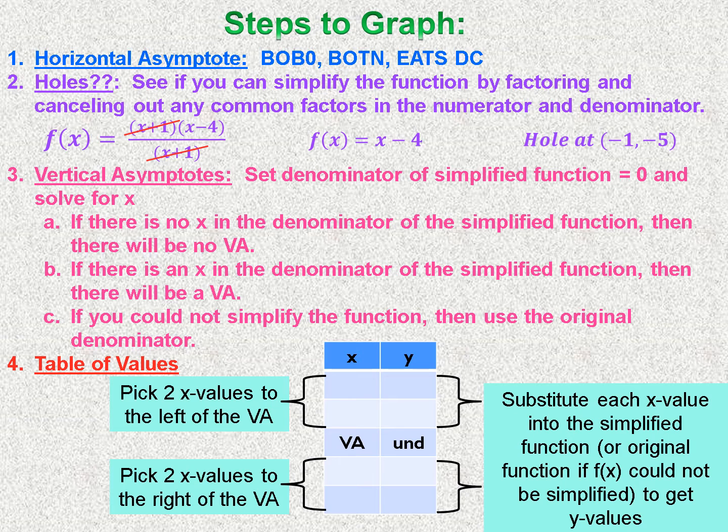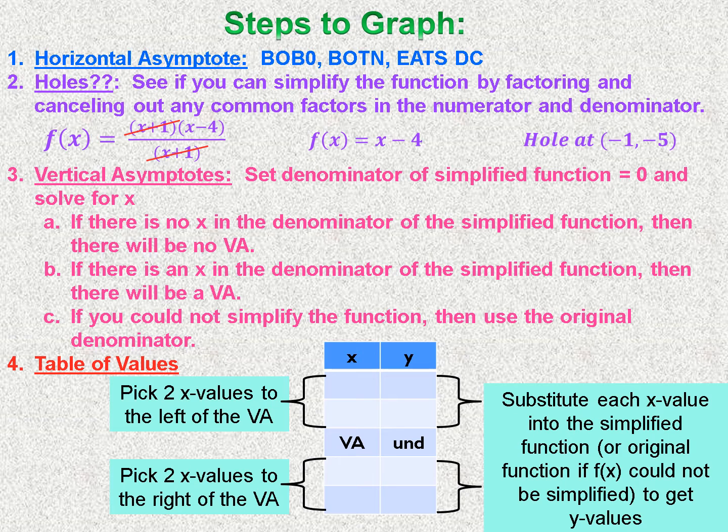So the first thing when you're given an equation or a function, the very first thing you do is look for your horizontal asymptote. Is it BOBO? Is it BOTN? Is it HDC? So we're going to compare the biggest exponent on top to the biggest exponent on bottom. That's the very first thing before you do anything else: you look and see, is there a horizontal asymptote? The second thing you're going to do is see if you can simplify the function by factoring and canceling out any common factors in the numerator and the denominator.